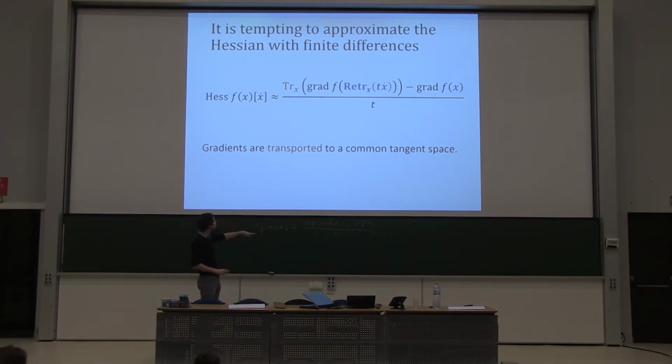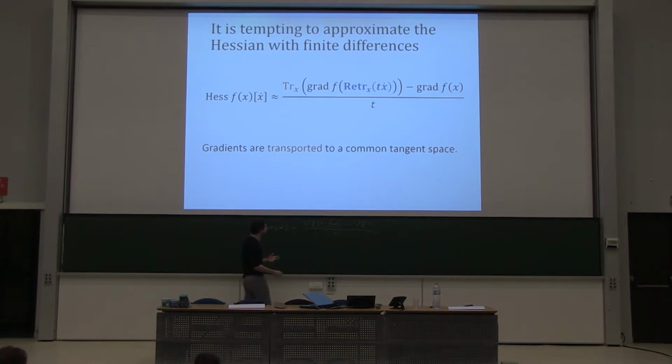And when you want to do this on a manifold, then you have to adjust things a little bit, because while x plus t x dot is not a well-defined operation, we're not on a vector space, you can use the retraction, right? This thing here is just starting at x, move a little bit in the direction x dot, and that's exactly what the retraction does. So that's the blue part over here.